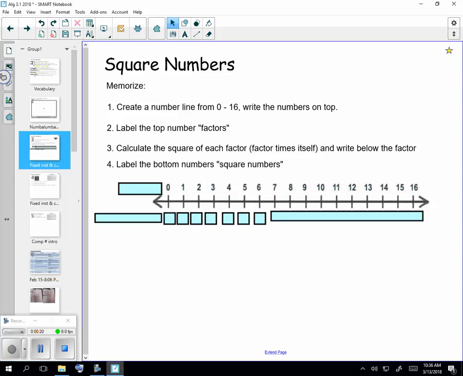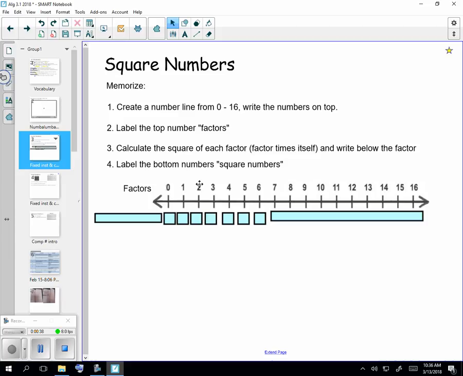Write the numbers on top of your number line, not below it. Label this factors. These are the factors you're working with, the numbers you're multiplying together. Then you're going to calculate the square of each factor. That's using this factor times itself and write it below.